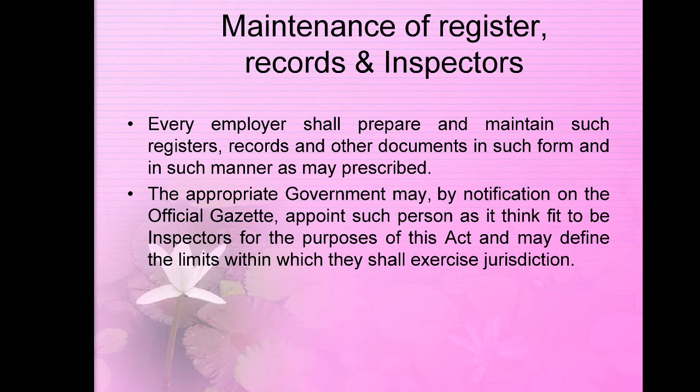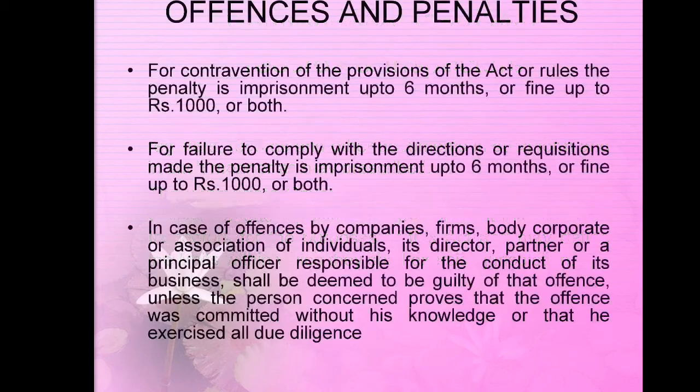And the appropriate government may, by notification in the official gazette, appoint such persons as are fit to be inspectors for the purpose of this act, and may define the limits within which they can exercise their jurisdiction. So these are all the things the government will be doing if an employer is not acting properly. So the government will come into the picture, and there will be offences and penalties also.